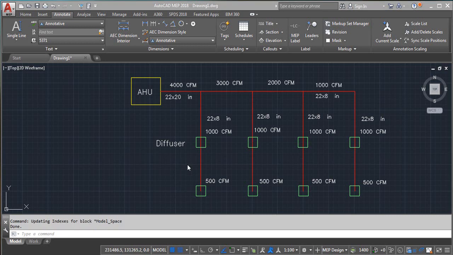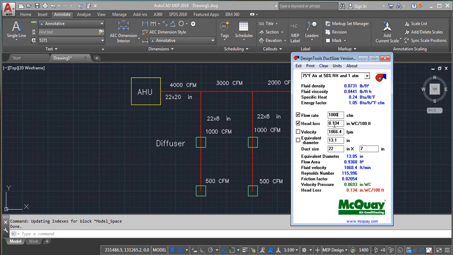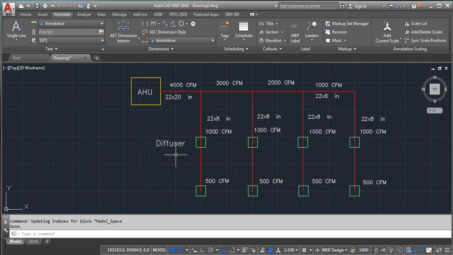Now let's calculate the size of the rest of each branch. Enter the friction loss value, this already exists, and the flow rate, which is 500. Now the equivalent diameter is 10.1 inch, and the rectangular duct will be 22 by 4 inches. And these parts will be the same.